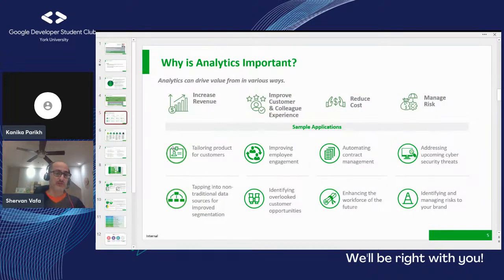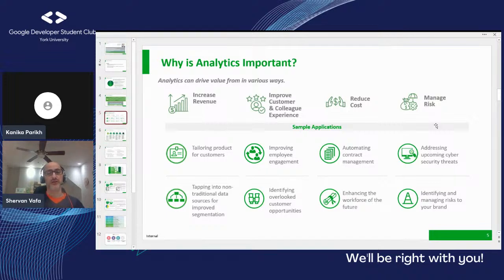So I've talked about why it's important. When you bring it one level down, it helps you with the top line, so you can increase revenue. It helps you with the bottom line, so you can reduce costs. And here are some examples of each. I won't spend too much time on it, but it also helps you manage risk. It also helps you improve your own colleague experience, the experience of your own employees within the business, who are your coworkers, essentially.